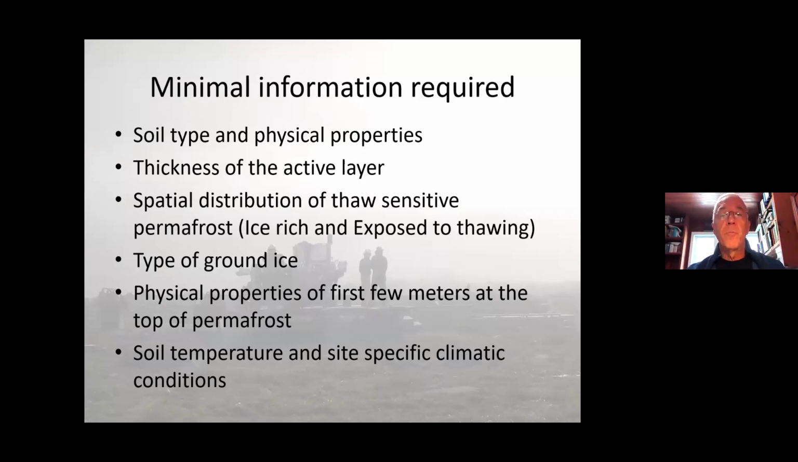Thirdly, and very importantly, the spatial distribution of thaw-sensitive permafrost. That means ice-rich permafrost exposed to thawing. So if you have ice-rich permafrost at 20-meter depth, it's probably not a major concern because you probably never thaw that permafrost during the design life of your structure. So ice-rich permafrost exposed to thawing over the design life of your structure, this is what you need to know.